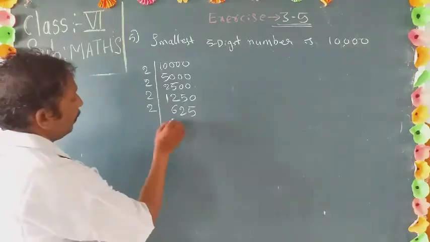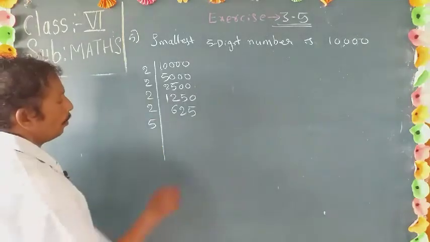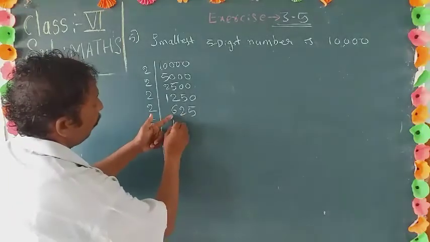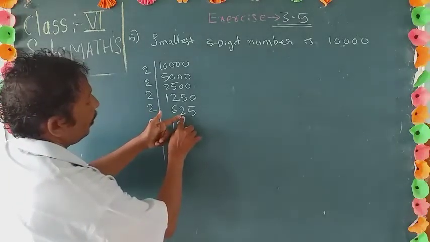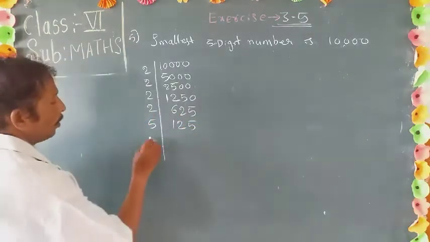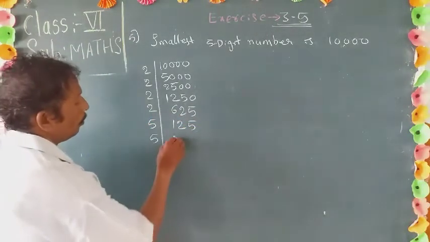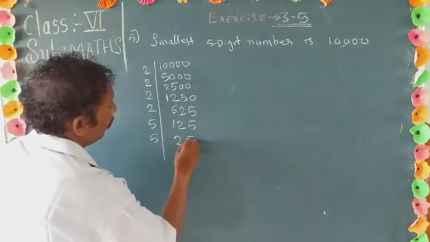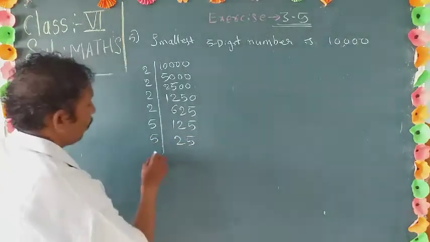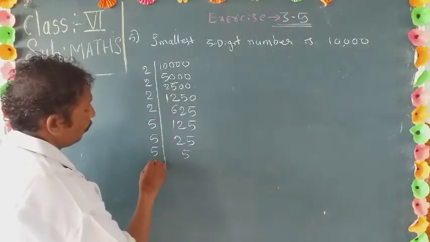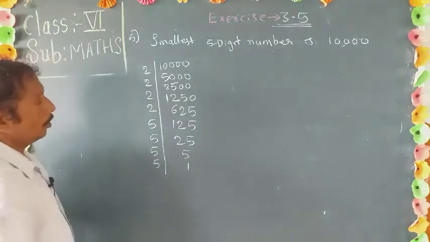Now divide by 5. 5 1s are 5, remaining 1, then it is 12, 5 2s are 10, then it is 25, 5 5s are 25. Once again divide by 5, 5 2s are 10, remaining 2, then it is 25, 5 5s are 25. Once again divide by 5, 5 5s are 25, 5 1s are 5.